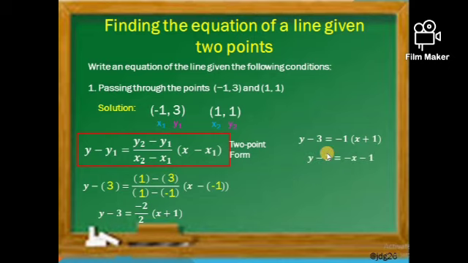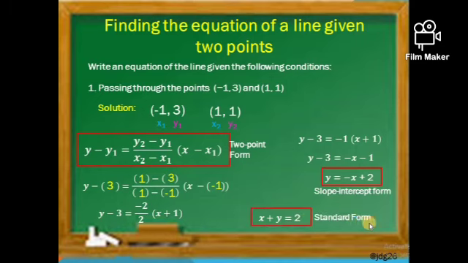And now, let us use the distributive property. So, negative 1 times x is negative x. Negative 1 times positive 1 is negative 1. And then, add both sides by 3. So, we have y equals negative x plus 2. And we have now the slope-intercept form. So, kung ang hinahanap ay standard form, just add x on both sides. We have x plus y equals 2. At ito na ang standard form ng equation. And that's it.